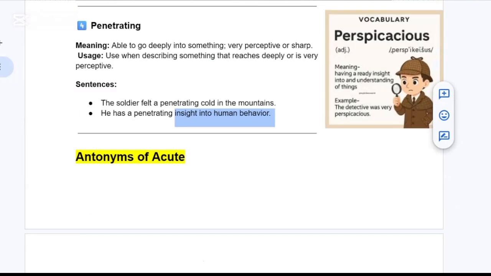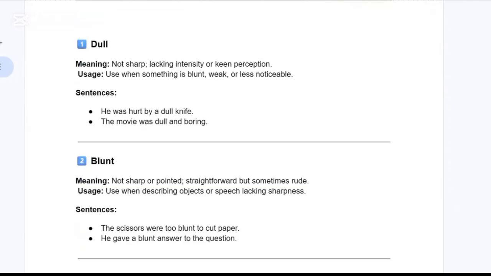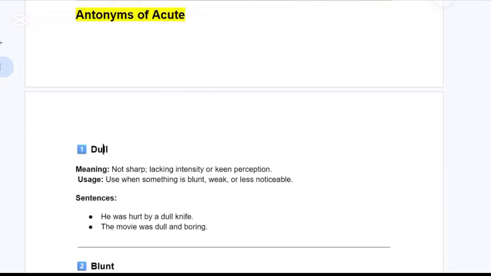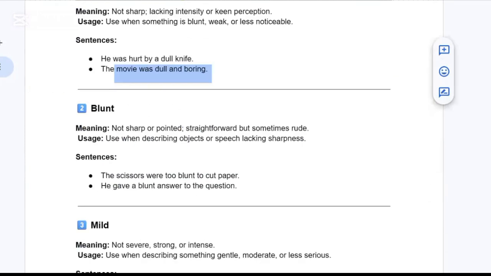Antonyms of acute. Acute was sharp, and antonyms are dull, blunt, mild. Dull: not sharp, lacking intensity or keen perception. Used when something is blunt, weak, or less noticeable. He was hurt by a dull knife. The movie was dull and boring.